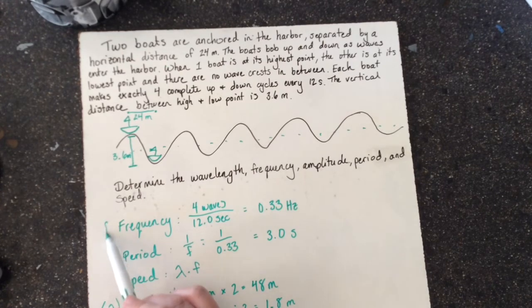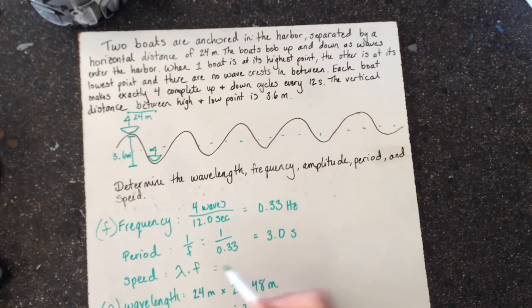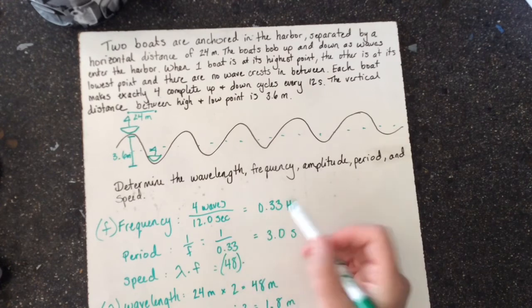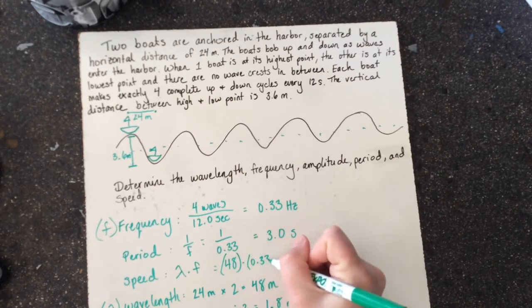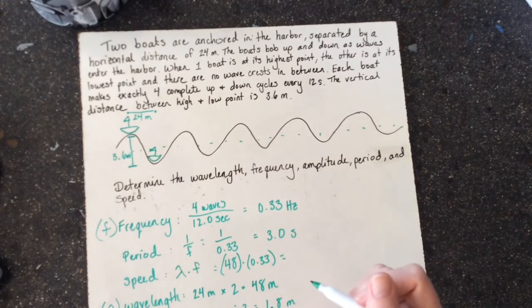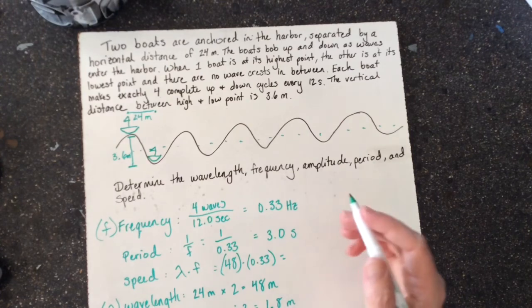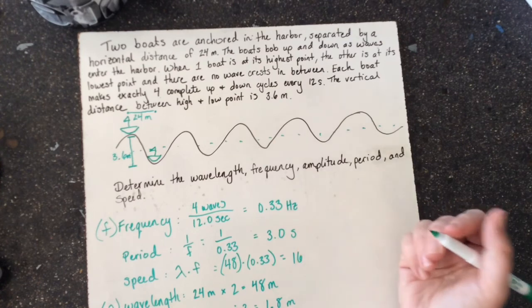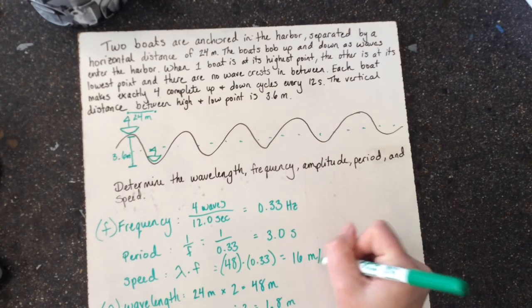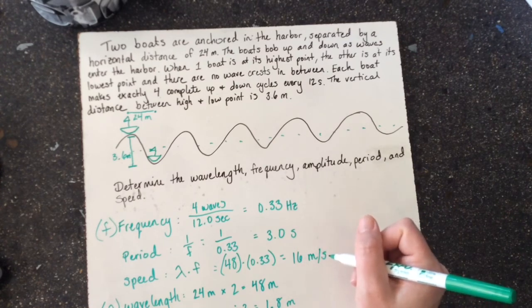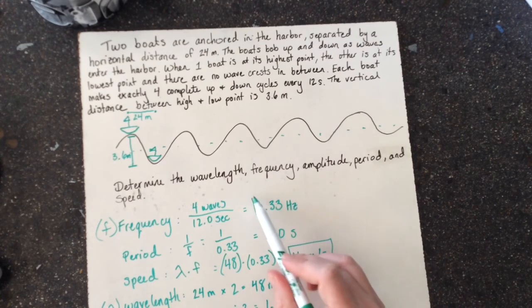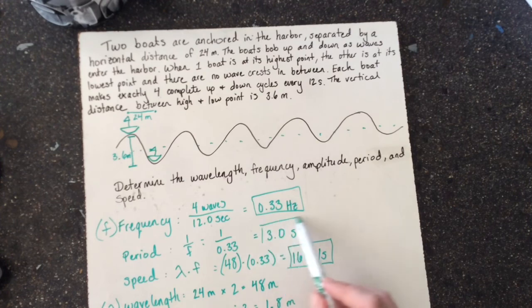So let me just put those over here so you remember which one's which. So we're multiplying those two things together. So our 48 meter wavelength times our frequency of 0.33, so 48 times 0.33, that will give us 16. It actually comes out to be 15.8, but with 2 significant figures that rounds to 16, and the unit is meters per second. So these would be the values I would input into the physics classroom.